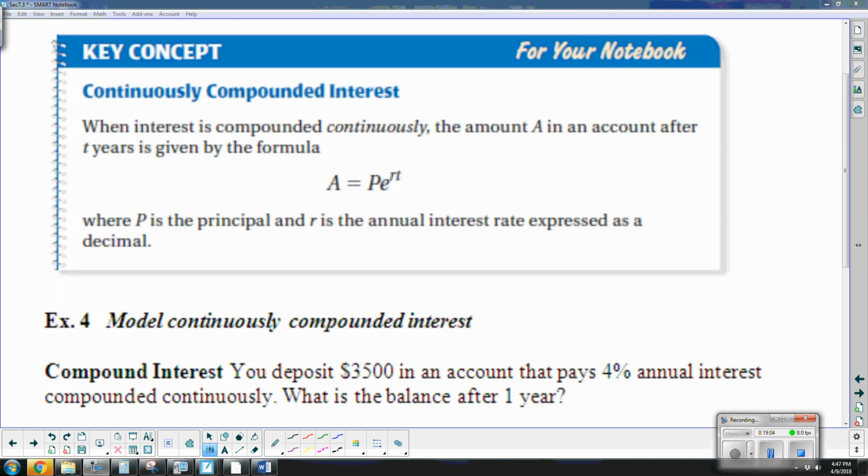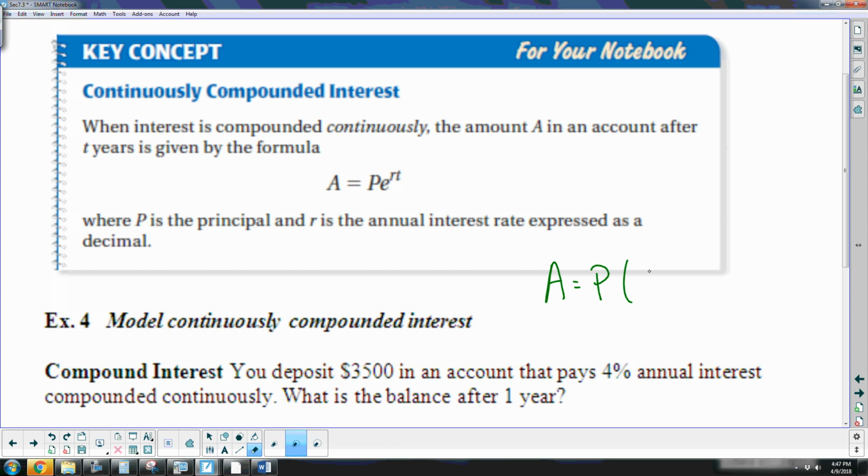Now this next part deals with continuously compounding. So if you remember before, we talked about compounding as the number of times per year your interest is calculated, and we had this formula. The amount equals the principal times 1 plus the rate over the number of times it's compounded, to the power of t years times the number of times per year it's compounded. Okay, so this is our compound interest formula.